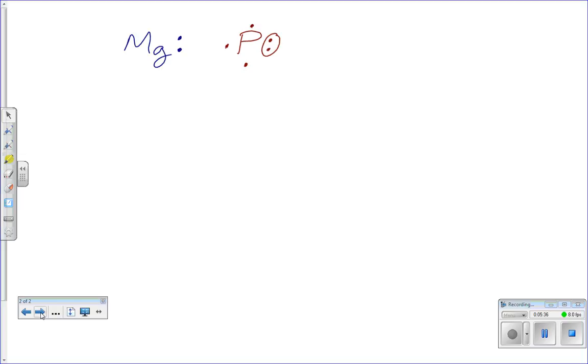Let me get rid of this. Oh, I didn't want to get rid of the whole thing. Stupid smart boards. I'll just get rid of the circle this way.